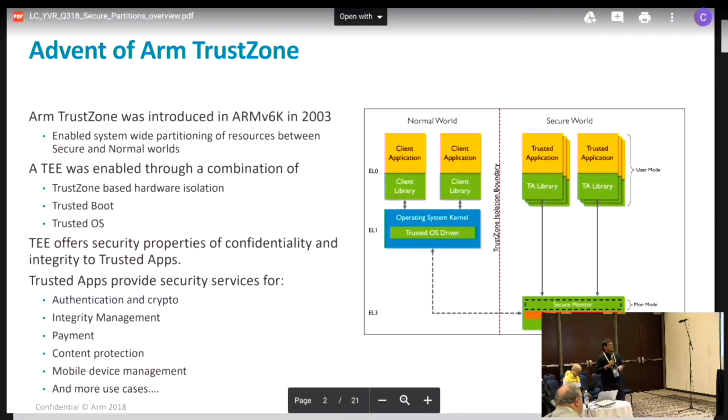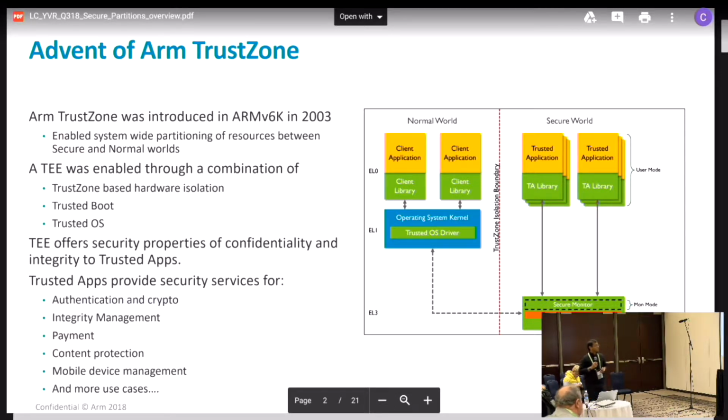It ran in the privileged modes that we had back then: monitor mode, system, hierarchy, FIQ. The trusted applications ran in the user mode, the client applications in the normal world in EL0, and there was a trusted OS driver running in the operating system kernel. So this was all good. It served us well for a number of years.